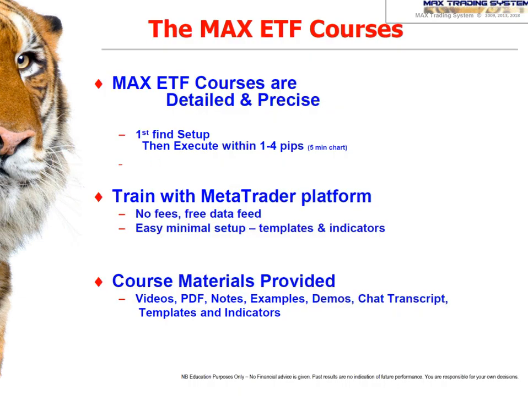So to wrap up, our MAX courses are very detailed and precise, as you would have seen from what Eusebio was talking about. We find the setups, whether it's an entry setup or an exit setup, and then the execution is within 1 to 4 pips. It depends on how the market's moving. Sometimes it's within half a pip of the open, or sometimes it could be 6 pips if the market's moving really quickly. Just depends, but that's on a 5-minute chart.